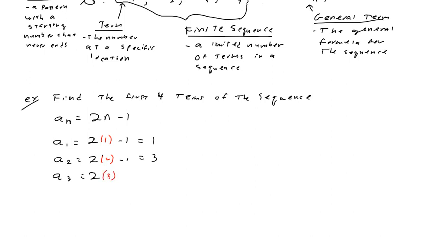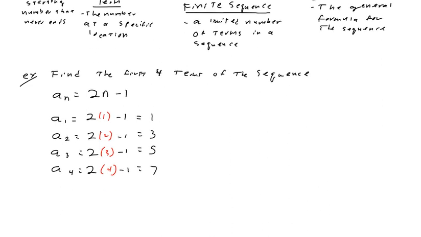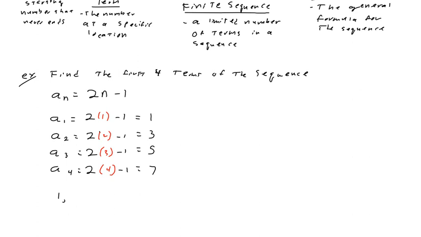And the same thing for A sub 3. Use my pattern here. 2 times, now I'm going to use number 3. It's my third number in the pattern. 2 times 3 is 6. 6 minus 1 is 5. And A sub 4, same thing. 2 times 4 minus 1 gives me 7. So I've got 1, 3, 5, and 7. That is my first 4 terms of this pattern.